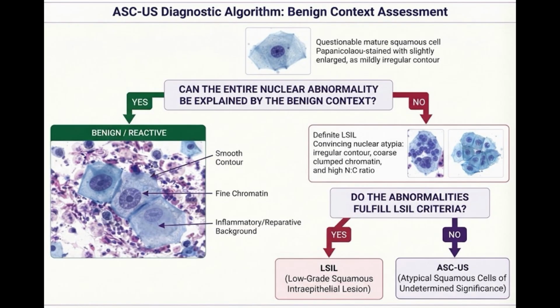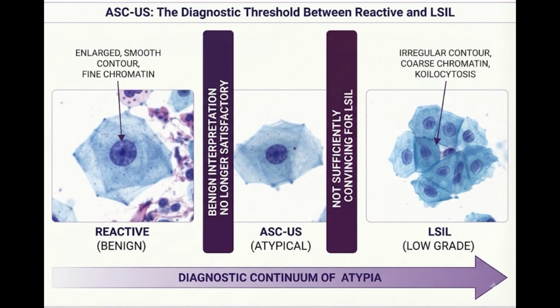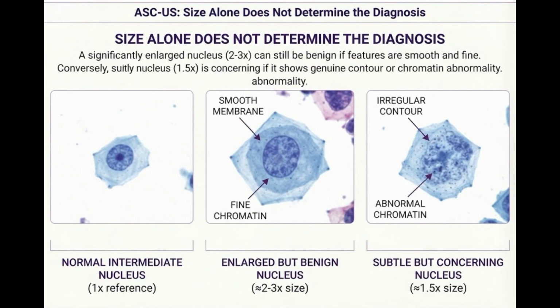The practical question is, can the entire nuclear abnormality be comfortably explained by the benign context? If yes, favor a benign or reactive interpretation. If not, determine whether the abnormalities fulfill the criteria for LSIL. ASCUS occupies the interval between these conclusions. The atypia is real enough that a benign interpretation is no longer satisfactory, but it is not sufficiently developed or convincing for LSIL. This is why ASCUS cannot be reduced to a single measurement.